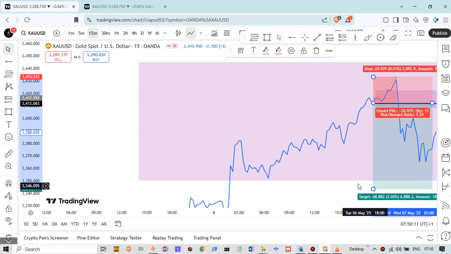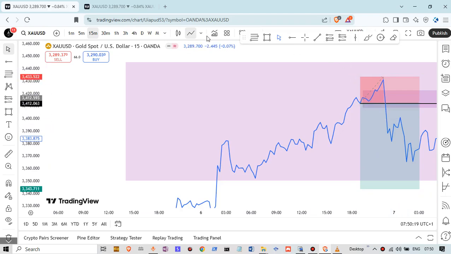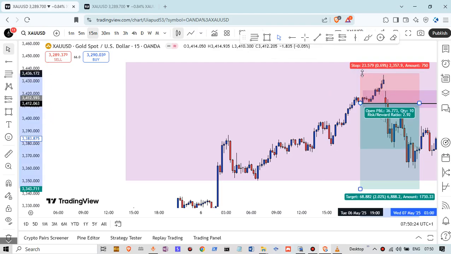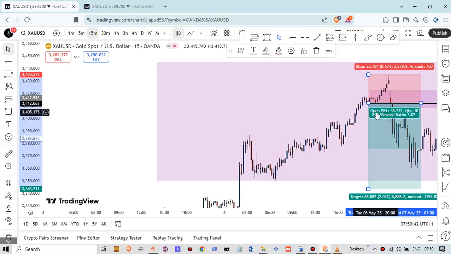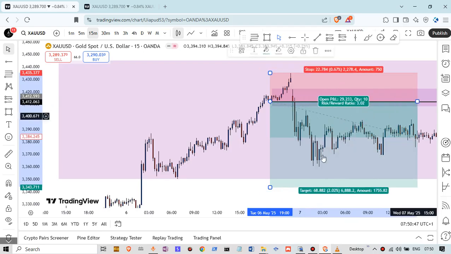So that's 1:3, correct. Then I can put my stop loss exactly where it should be, just above the wick there. I think the stop loss is 22.78 pips. That could be much, so if you want to do that, you might want to use a lower lot size. Then over time you can see what happened.